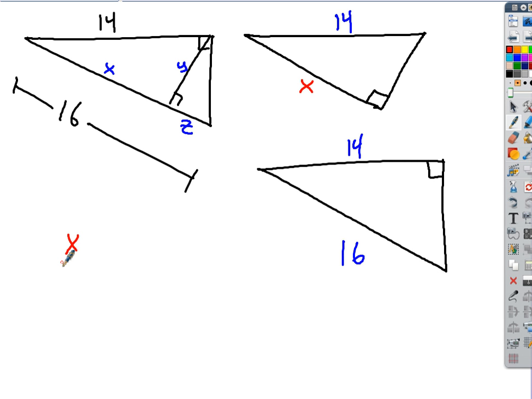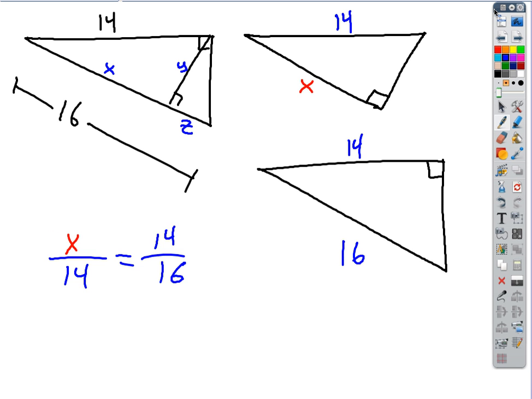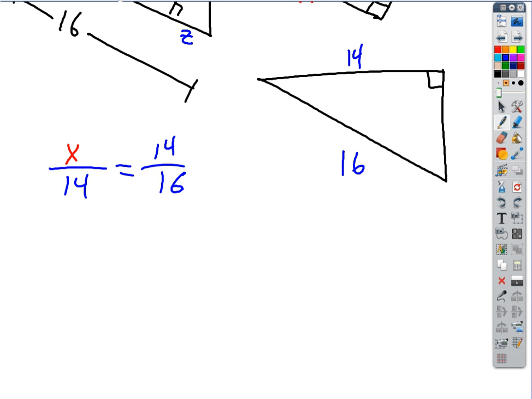So everybody see this? Long to hypotenuse, x to 14 equals long 14 to hypotenuse. Got it. Now it's a piece of cake. Cross multiply and divide and you got it. 12.25. 14 squared, 196.